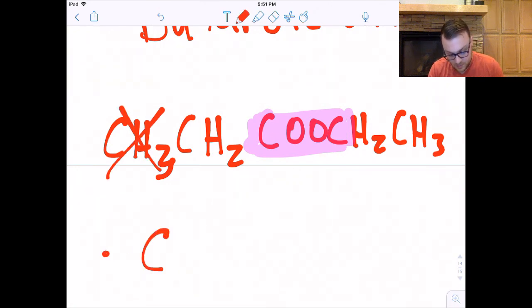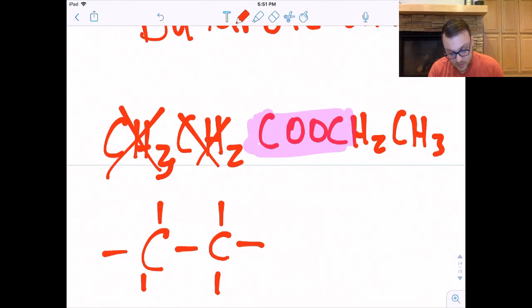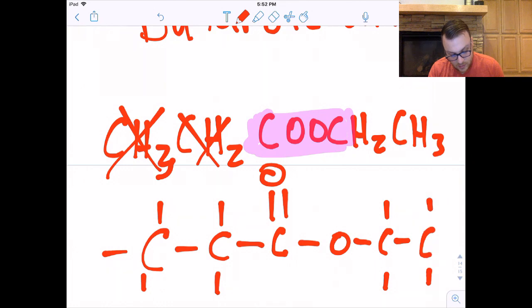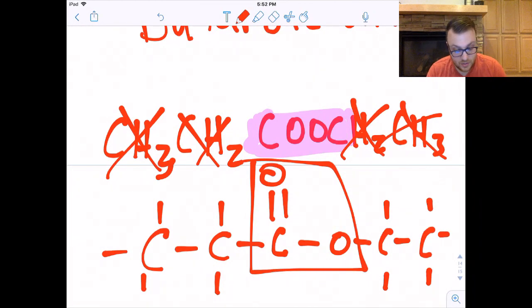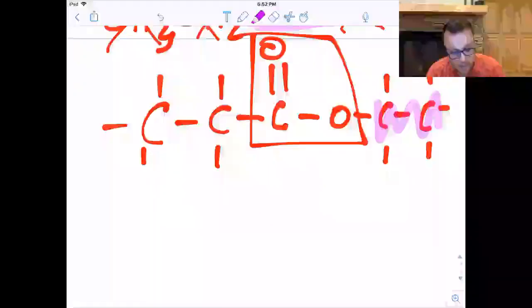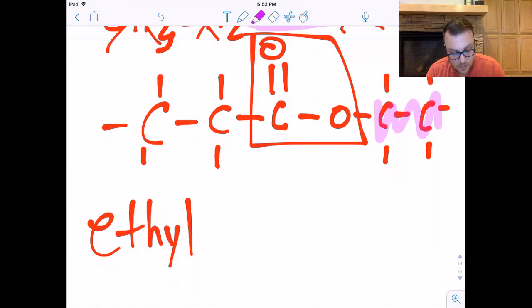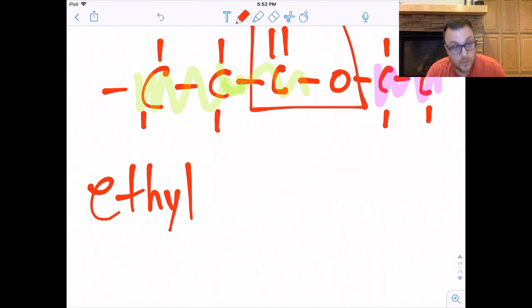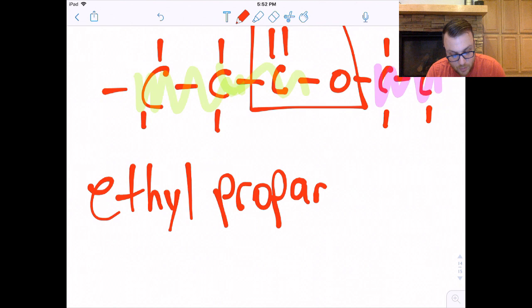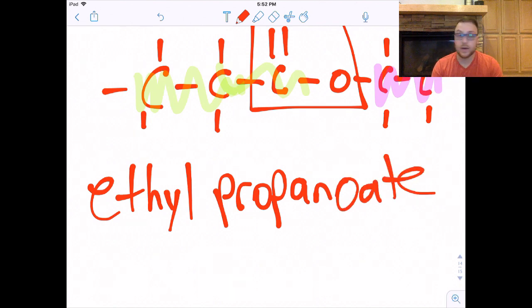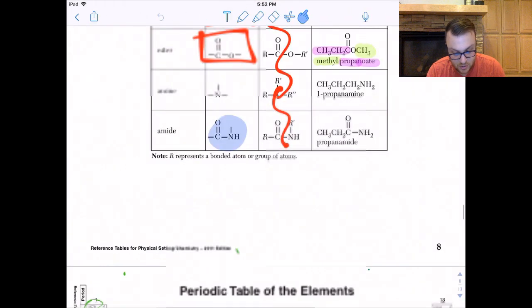CH3, CH2, COO, CH2, CH3. This group right here, that sandwich COO, is an ester. Highlight this. Name that first, ethyl. Highlight this. Name that second. 3 carbons is prop. And it's not propane, it's propanoate. So, ethyl propanoate.